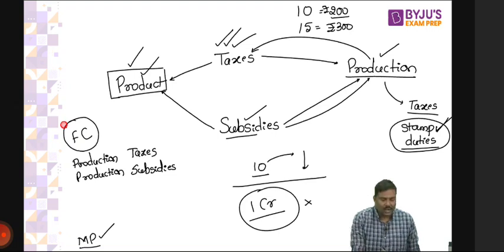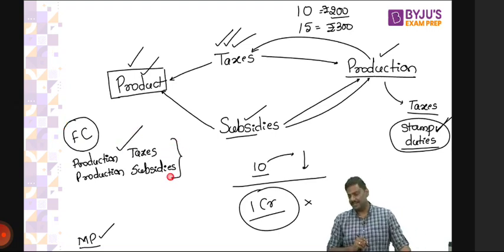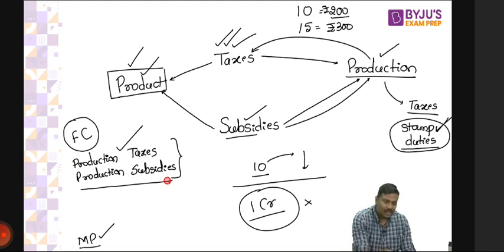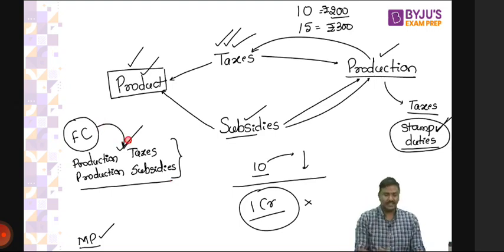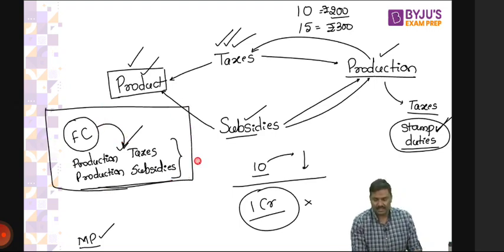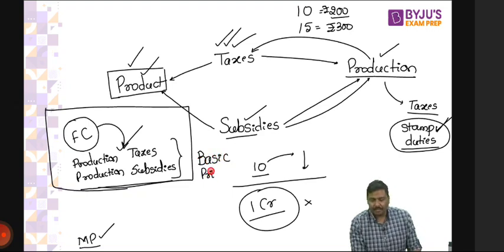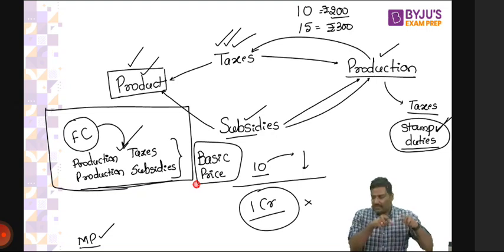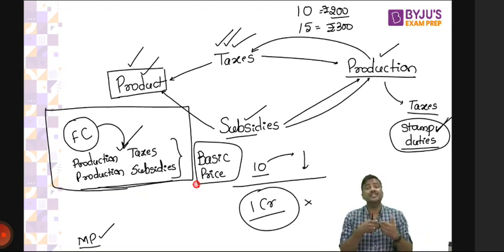You will adjust the factor cost with production taxes and production subsidies. Is it okay? And when you adjust the factor cost with production subsidies and production taxes, this is referred to as basic prices. Is it okay? Can I go to the next one? Whenever you take factor cost, you adjust for production taxes and production subsidies. It is called basic prices.